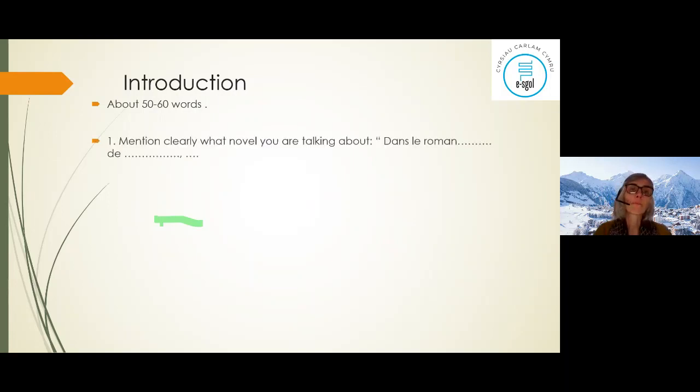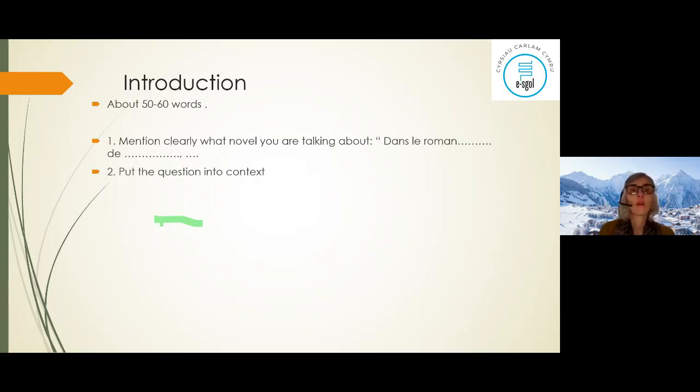In that introduction, you have to mention clearly what novel you are talking about. You have to think that us teachers, we don't know anything about it, okay? So you have to mention your novel, dans le roman, like for example dans le roman Un secret, dans le roman de Kif Kif Demain, and then you mention the author. So check the spelling of the names of the authors too, because it's a book you've seen, so you should be able to write the names of the authors.